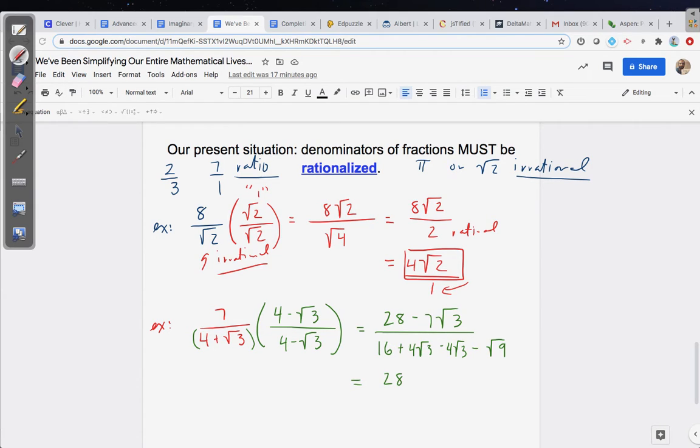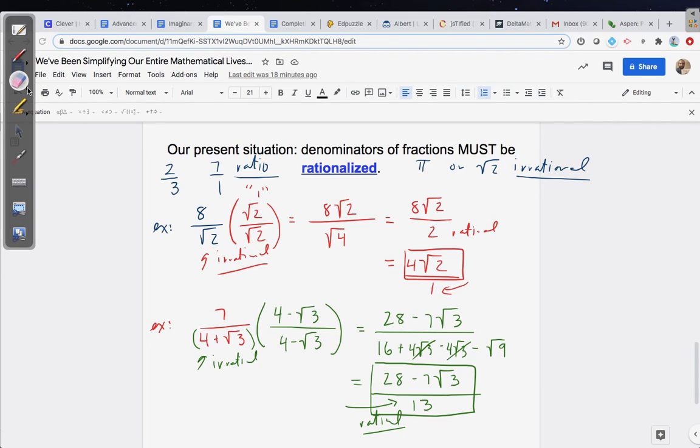In the numerator, we've got 28 minus 7 root 3. Check out what happens here. 4 root 3 minus 4 root 3, they cancel out. And then this 9, the square root of 9 is just 3. 16 minus 3 is 13. And lo and behold, the question is not, is this pretty to look at? The question is, we started with an irrational denominator, and we ended up with a totally rational denominator. So the process is successful.